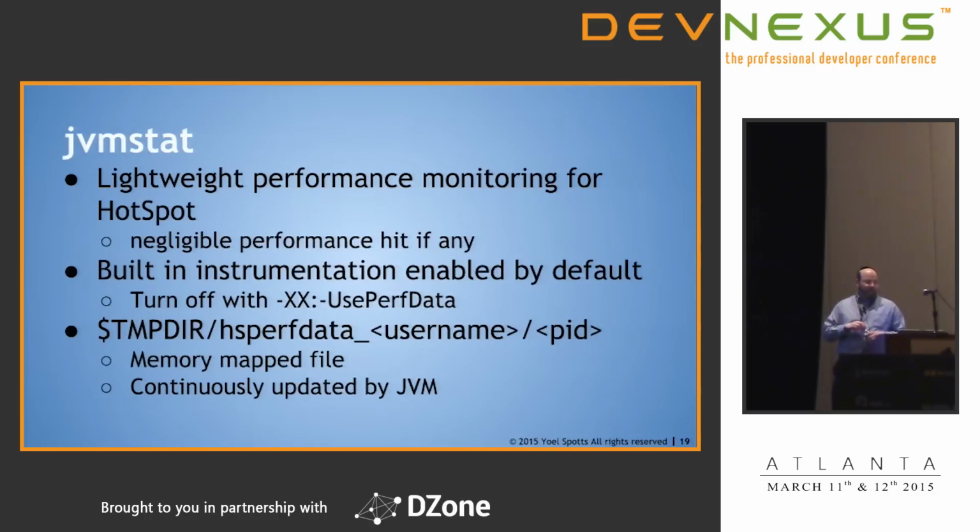All right, next one. Next one is JVMStat. JVMStat is actually a lightweight performance monitoring for HotSpot. And when you run a program, unbeknownst to you, the JVM is actually doing some monitoring on that process. Now the good news is, because this is the default, and unless you specifically turn it off with this JVM parameter right there, it's been optimized to such an extent that there is a negligible performance hit, if any.